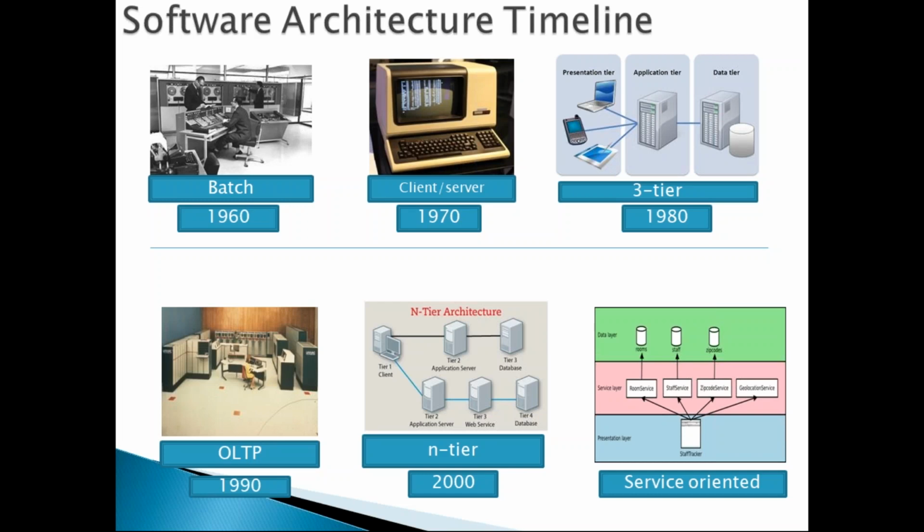And in the 1970s, we had the client-server model, where we store our data in the client server and pull the data from it when we need it. From the 1980s to 2000, we had three-tier architecture. As you can see, there are three layers: presentation layer, application layer, and data layer.